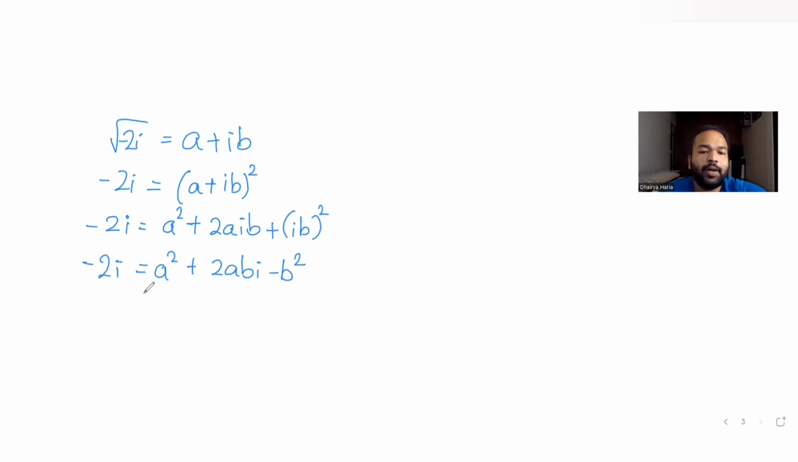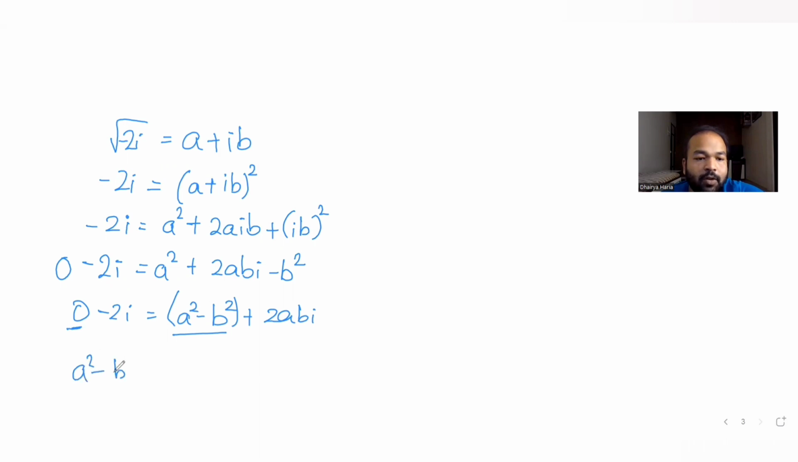This is minus 2i. Now here when I have minus 2i, I don't have the real part of this complex number as anything, so I can write it as 0 minus 2i. So here if you see 0 minus 2i is equal to a square minus b square plus 2abi. So if you see, this is the real part here, this is the real part here. So if I equate them, I get a square minus b square is 0. And if I equate the imaginary parts, I get 2ab is minus 2. So ab becomes minus 1.